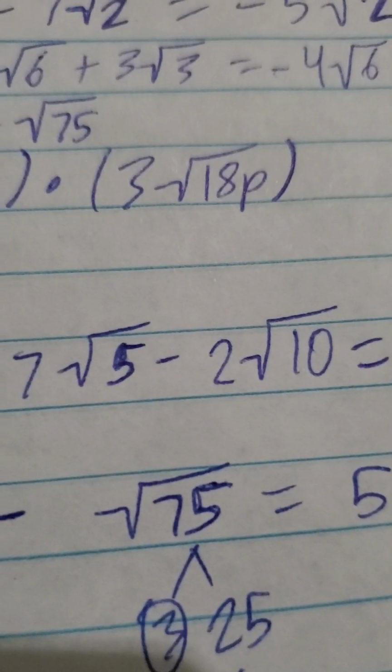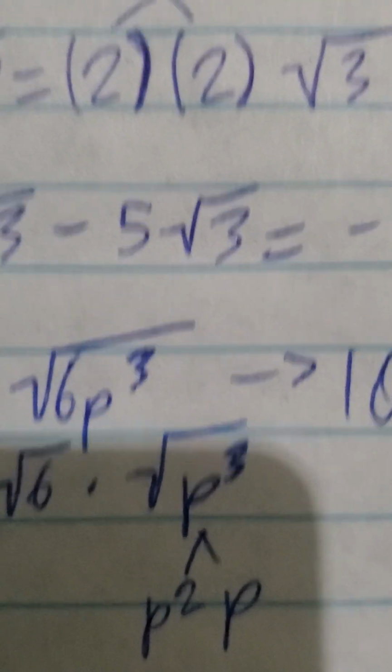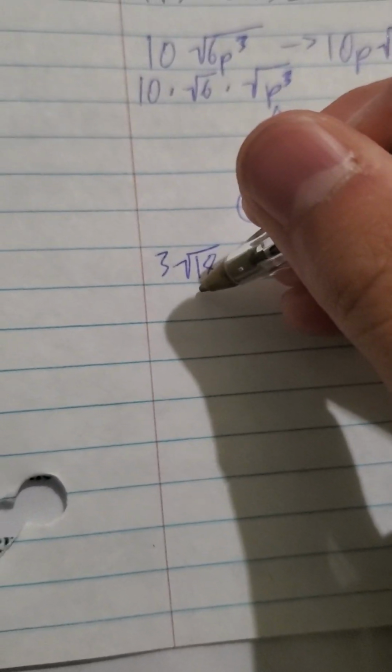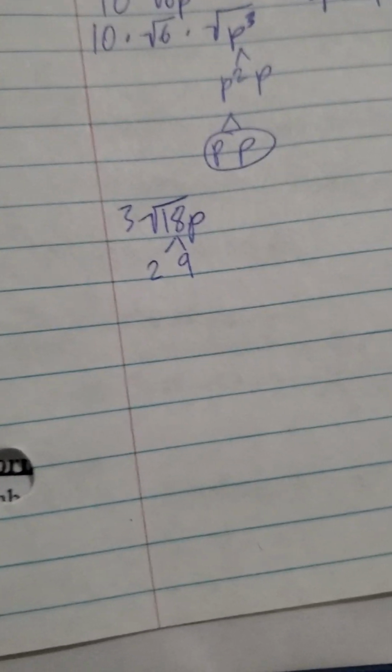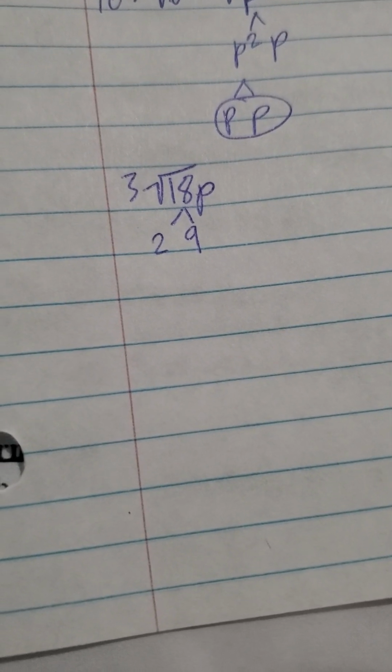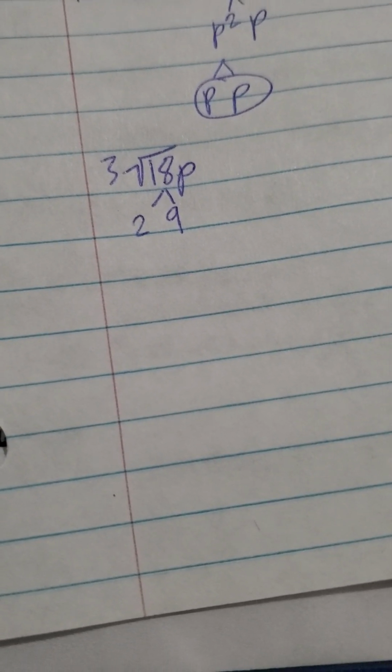Now let's take 3 root 18p. I actually need to look at this just in case I'm doing this wrong. Okay, I'm doing it right. 3 root 18p. We can simplify 18 as 2 and 9. 3 and 6 also works, but I'm going to do 2 and 9.